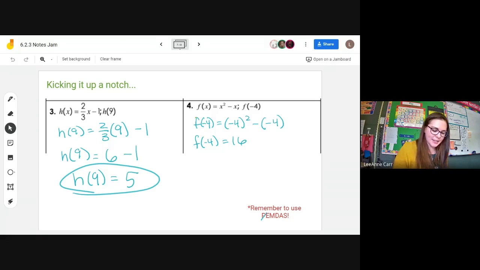All right. Then I see this double negative, so I'm going to change that one to a positive. So now I have f of -4. I can combine these at the very end. I'm going to add them together and I get 20. Woohoo.